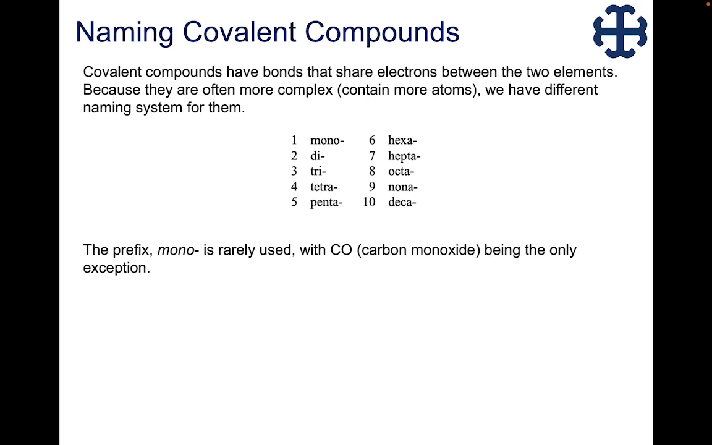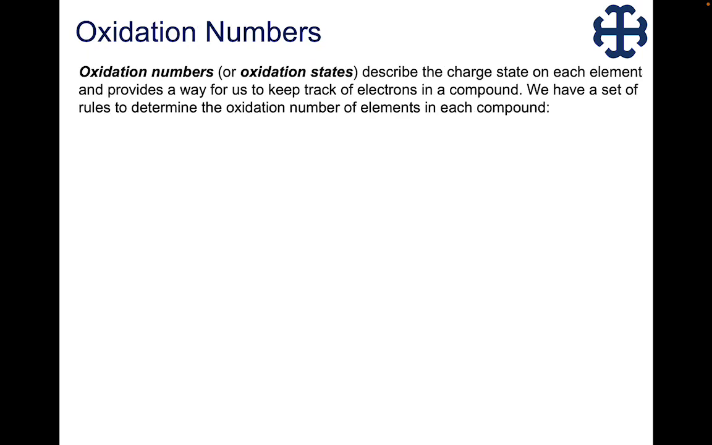If you just have one of something, you just say that element, and it's implied that you only have one of them. Okay. So one other thing I want to cover in this pre-lecture video are what are called oxidation numbers or oxidation states. And so these are describing the charge state on each element within a compound. And it's a way for us to basically keep track of the electrons that we have.